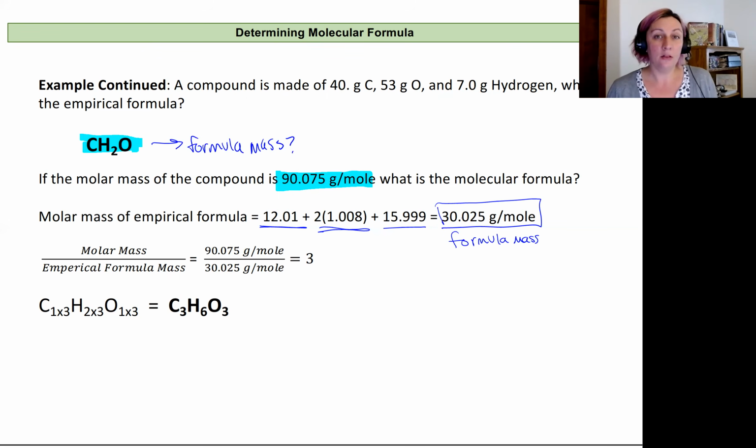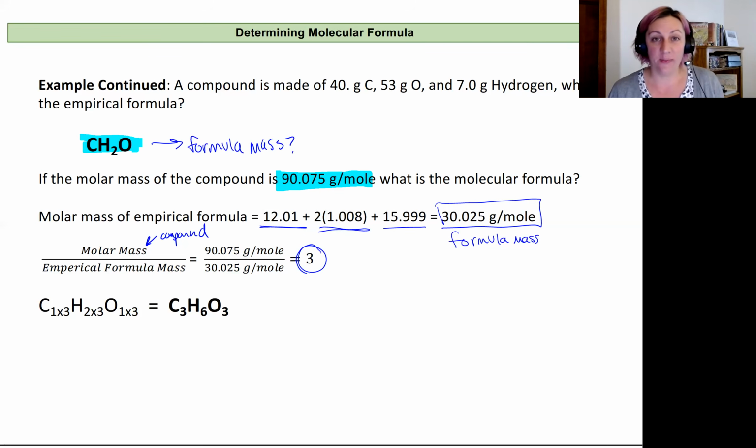So my empirical formula represents about 30 grams per mole. And I know my molar mass for my compound is about 90. So it sounds like I really have within my molecular formula 3 empirical formulas worth of elements. But let's confirm. So I'm going to take the molar mass for the compound and divide it by the empirical formula. And when I do that, I'll get a value of 3.